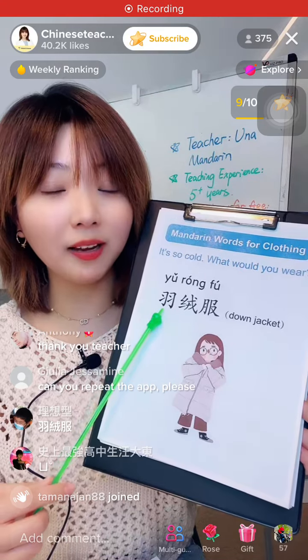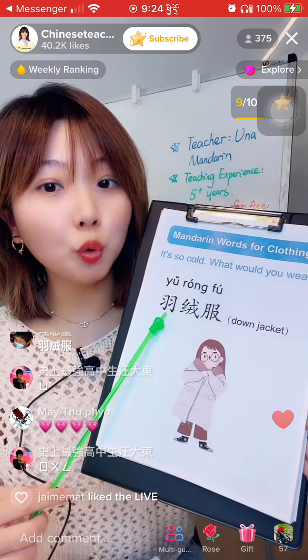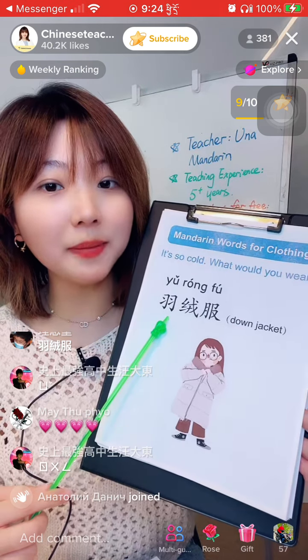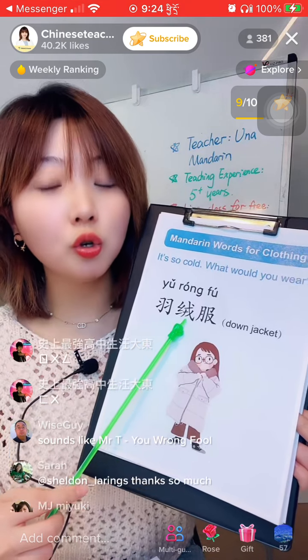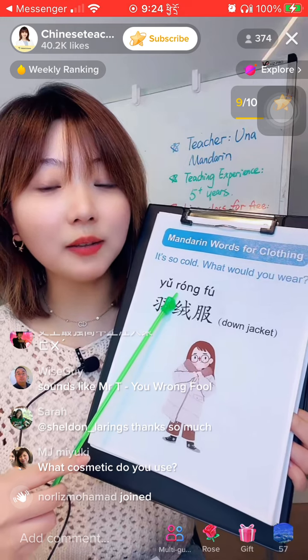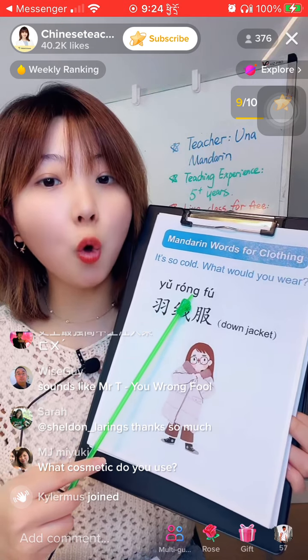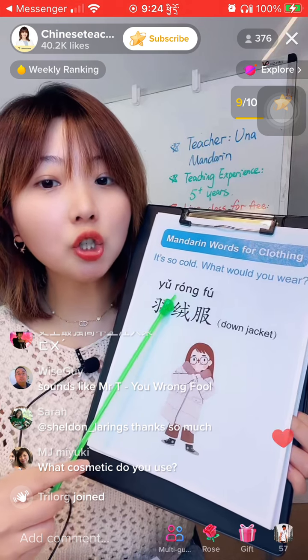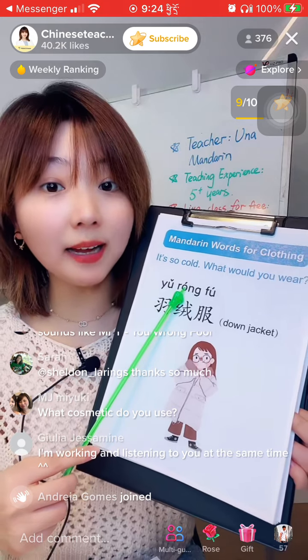Like the rain. Rain in Mandarin is also 雨, same pronunciation. 雨. This character means feather. Now this one is called 绒. R sounds like R. O and G sounds like ong. R, ong, 绒. But this is the second tone.